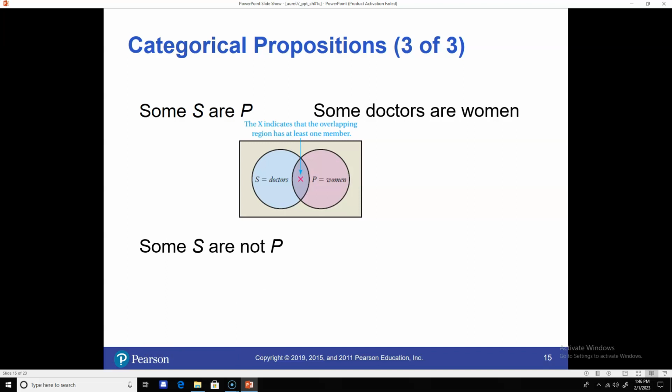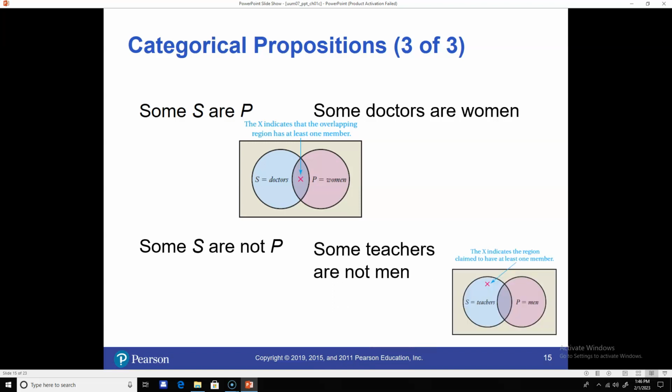Some S are not P. Let's look at their example. Some teachers are not men. Certainly true. That's an overlapping set, and that's another way to say it. You certainly have female teachers.